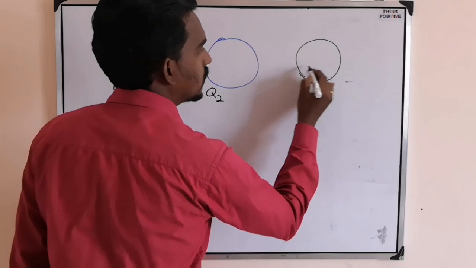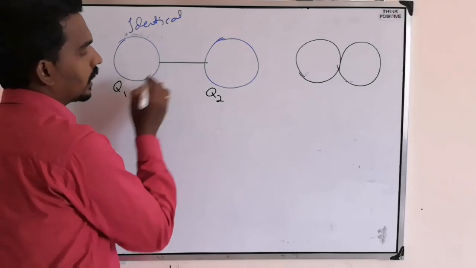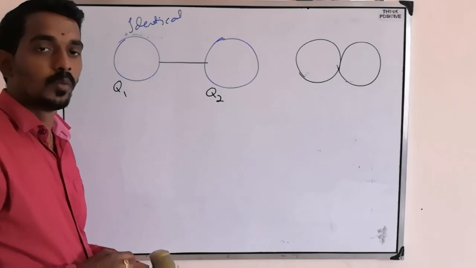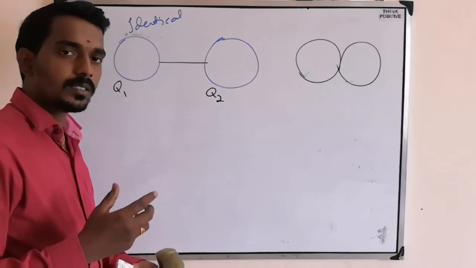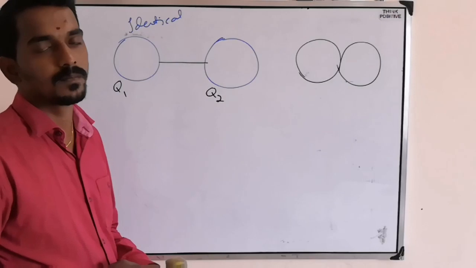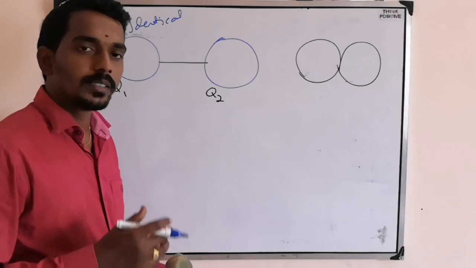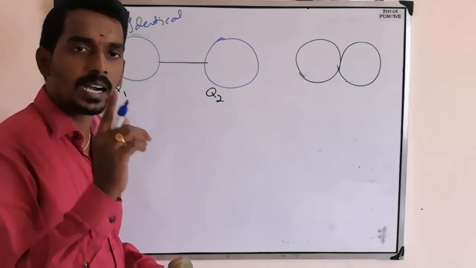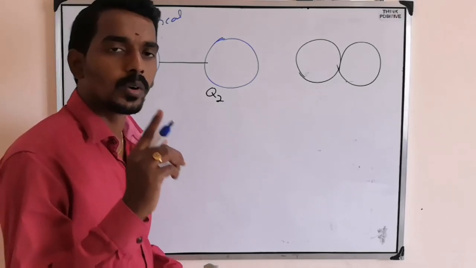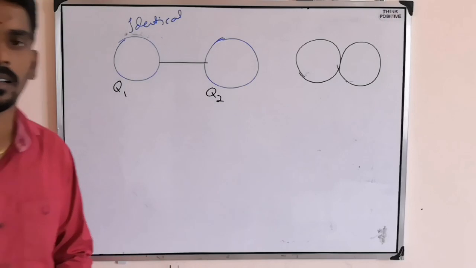Then when you touch them or connect them with a conducting wire, most of the times students misunderstand that they acquire the same charge. No, they acquire the same potential. Sometimes maybe the same charge, but not always the same charge, but always they acquire the same potential.